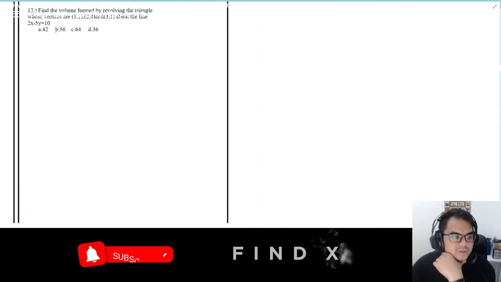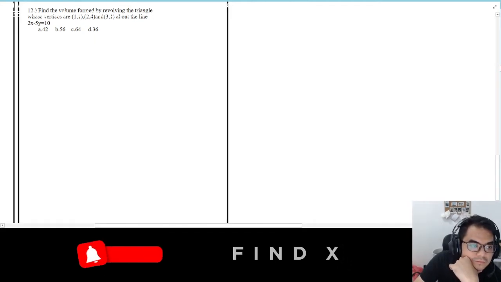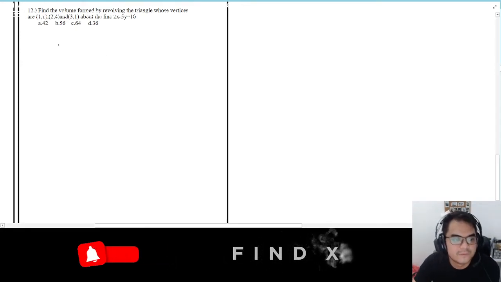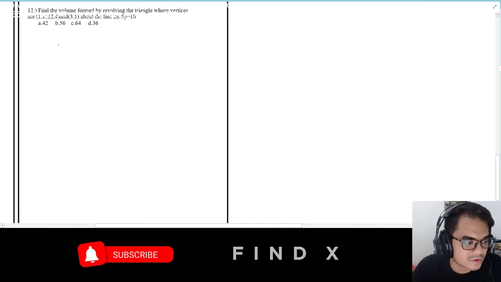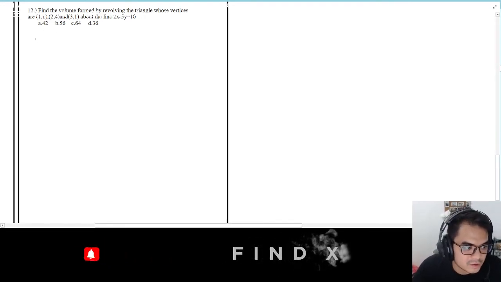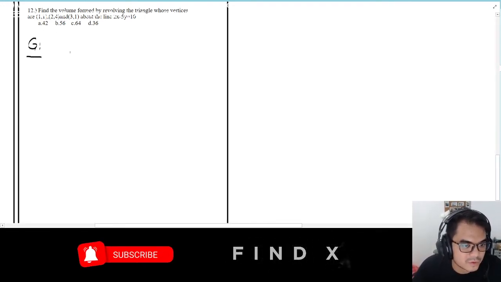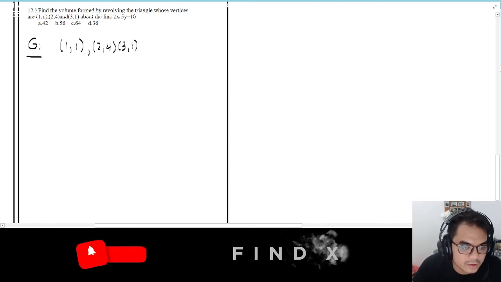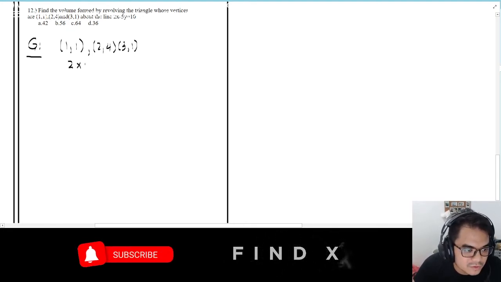Okay, so we have the next one. Find the volume formed by revolving the triangle whose vertices are (1, 1), (2, 4), and (3, 1) about the line 2x minus 5y equal to 10. So let's put all the givens first. We have 1, 1, and then 2, 4, and then 3, 1. We also have a line which is 2x minus 5y equal to 10.